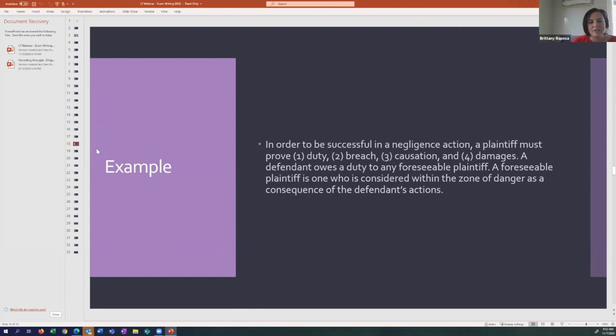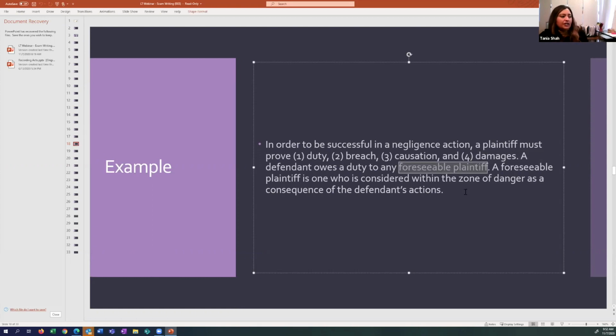I think that signals to me that the call of the question or the issue was about whether there specifically was a duty and whether someone was a foreseeable plaintiff. Right, absolutely. And another thing is this explains to us a little bit further that this is really where the negligence part comes in. That's what we care about.